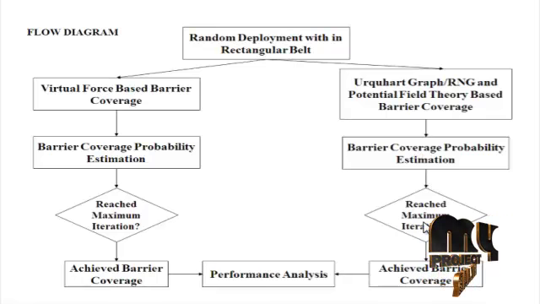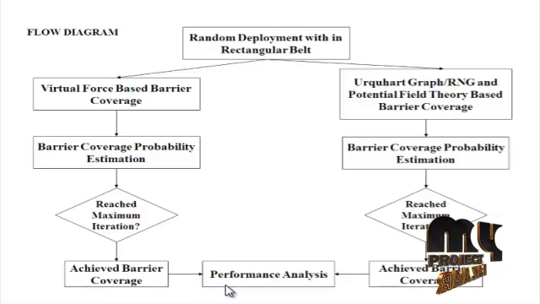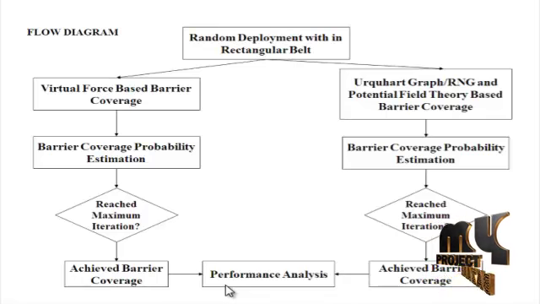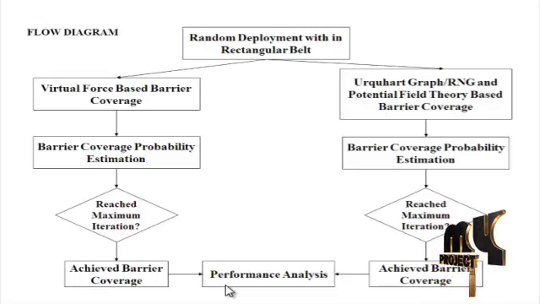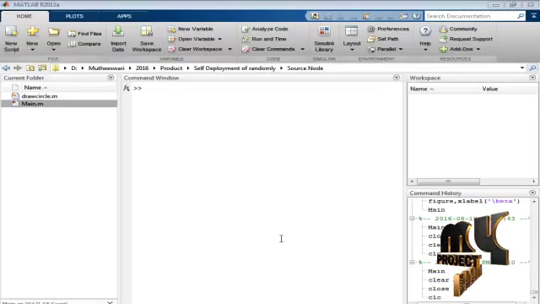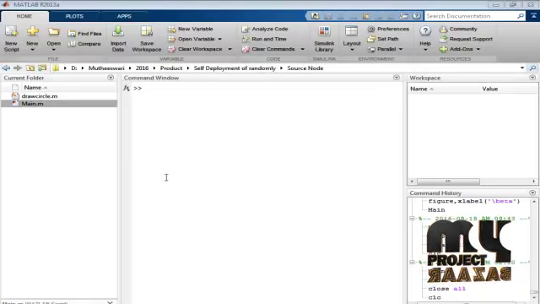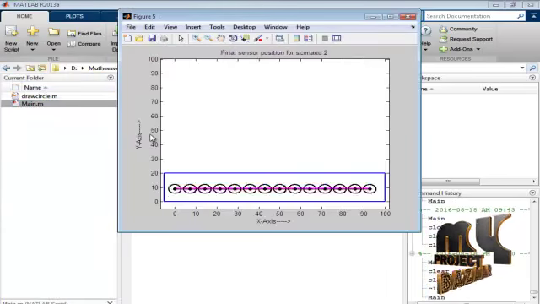Finally, the iteration has been increased, and we achieve the barrier coverage. By varying the length of the rectangular belt, the barrier coverage probability is estimated, and the proposed system is compared with the existing system, such as line based and normal random offset distribution with different values of sigma, which are plotted. Let me discuss the running procedure for our process. Select the main file in the controller and run it to execute this process.